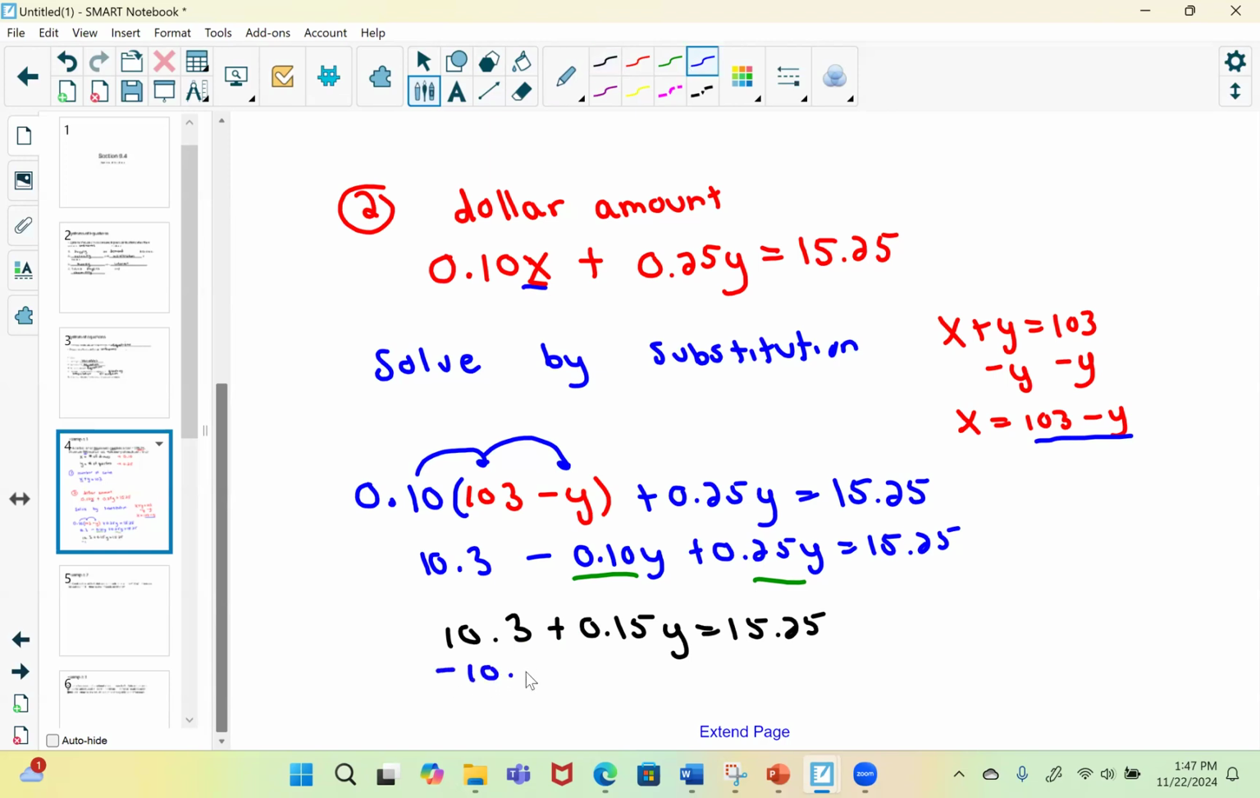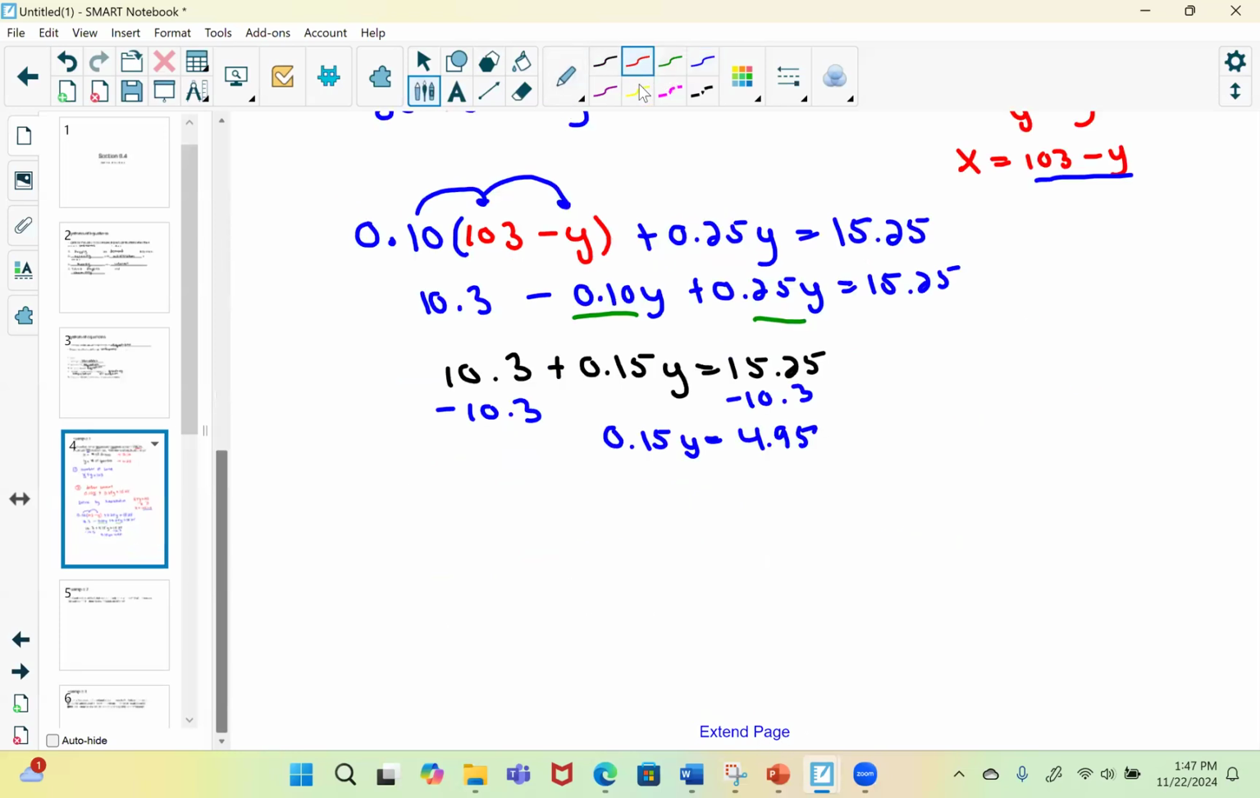Get the numbers to the same side, so subtract the 10.3. And we get 0.15y equals 4.95. And then the last step is to divide by 0.15. And y equals 33. Okay, and for these, because we're talking about number of coins, we should get whole numbers. So again, make sure your answer is reasonable. If you get a decimal, probably something's wrong. Okay, so that's my y.